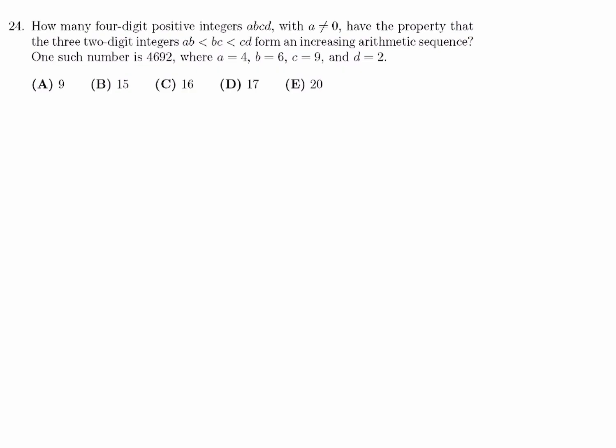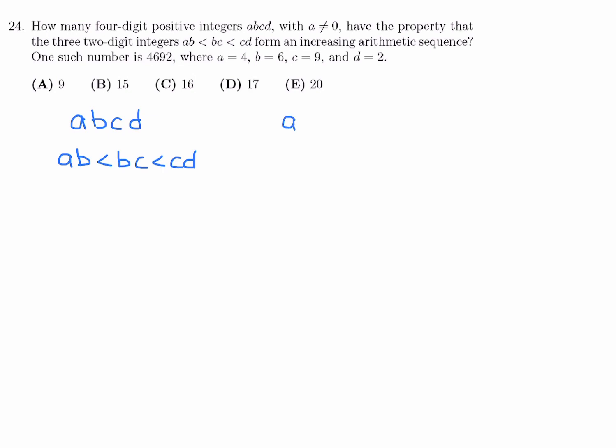How many 4-digit positive integers abcd, with a not equal to 0, have the property that the 3 two-digit integers ab less than bc less than cd form an increasing arithmetic sequence? One such number is 4692, where a is 4, b is 6, c is 9, and d is 2. All right, well, abcd is our number, and they've given us that ab must be less than bc, must be less than cd.